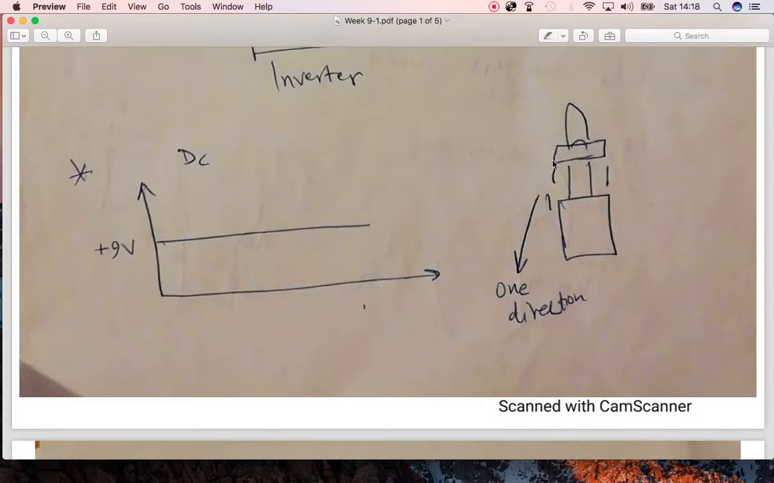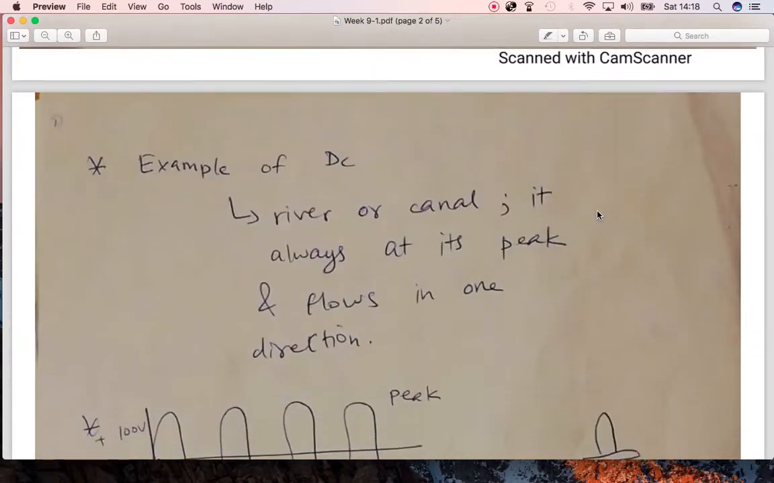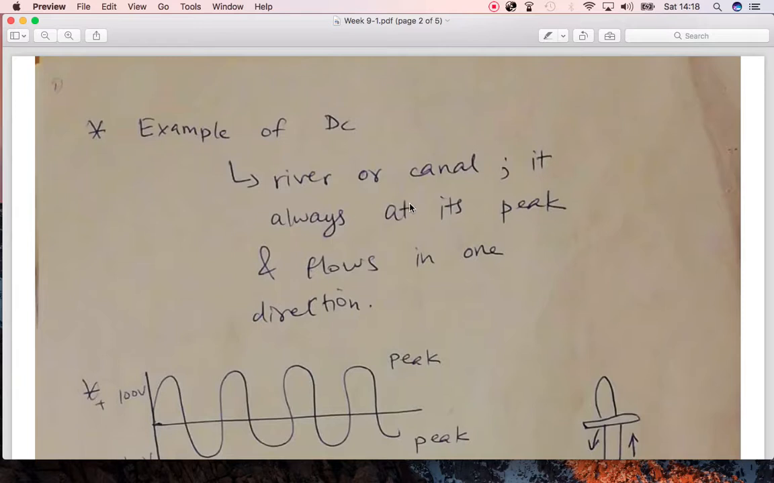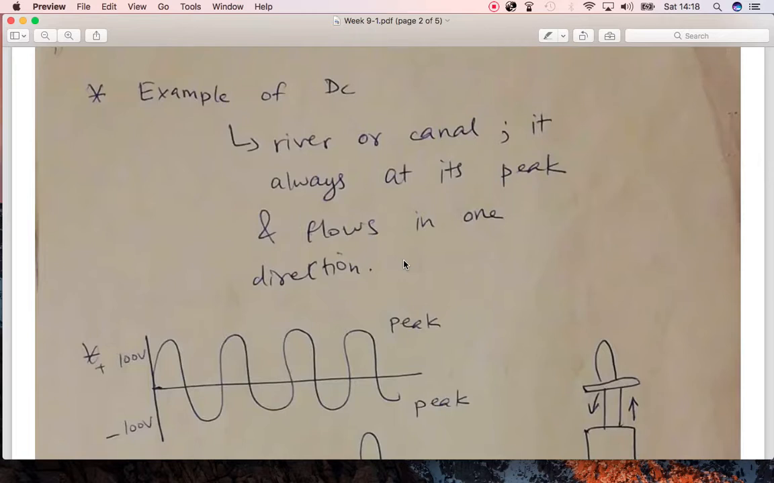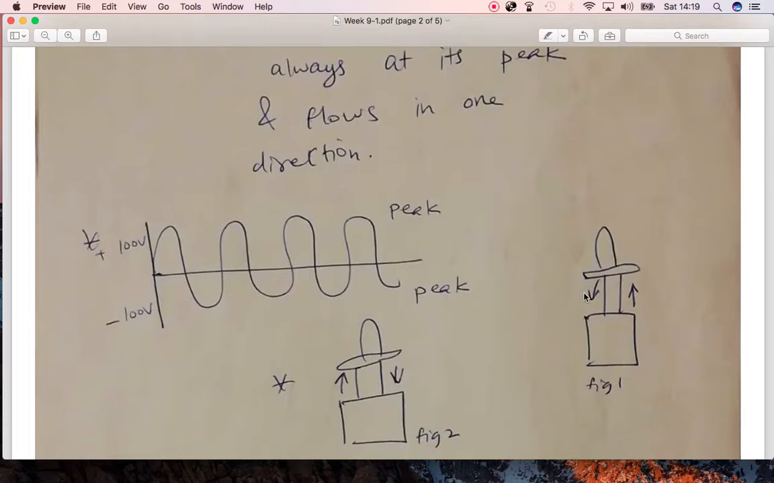We can see from this diagram what the DC power is like. We have, for example, a bulb which can be operated by a DC power source, and in that diagram there is only one direction of power. It is from here to here, only one direction, not two directions. So in that case I can assume that the power is going from here towards here, and it's like a kind of river which is always at its peak, flowing from one direction to the other.